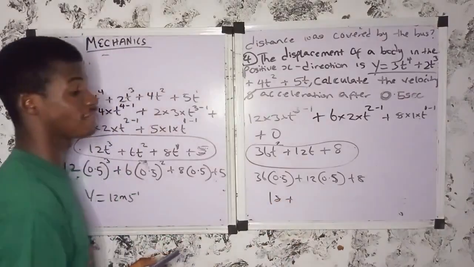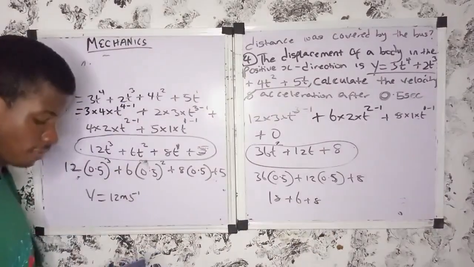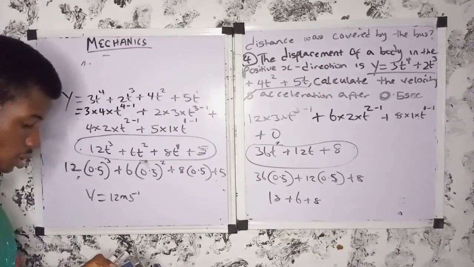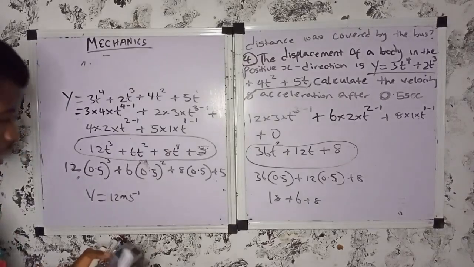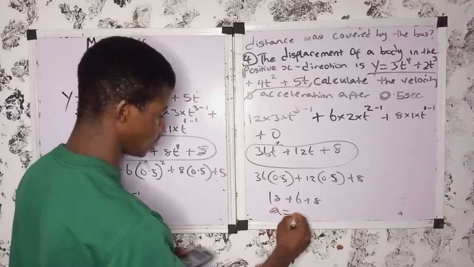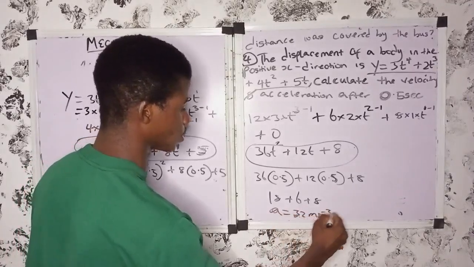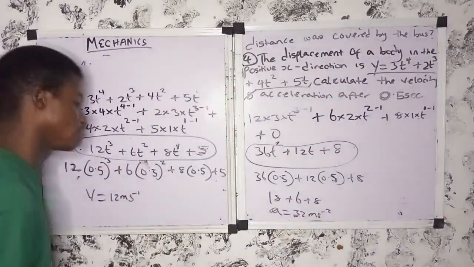Then plus 0.5 times 12 gives us 6. Then plus 8. So let's add everything. 6 plus 18, then plus 8. 18 plus 6 plus 8 will give us 32. So the acceleration is 32 meters per second squared.